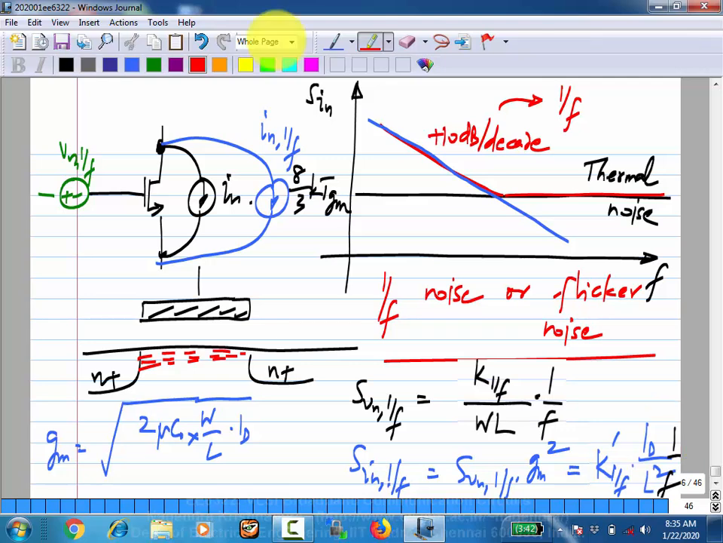Oh yeah, of course. Actually, I forgot the most important part of this. Yeah, it is inversely proportional to f, of course. And this frequency where the flicker noise density equals the thermal noise density is known as the 1 over f corner, or the flicker noise corner. This is also called flicker noise.